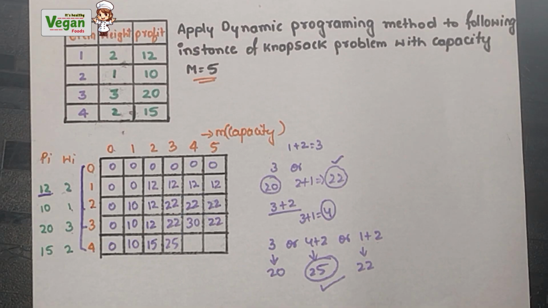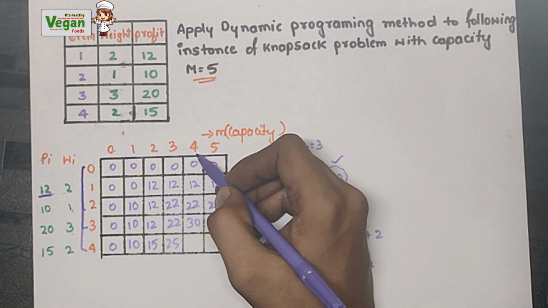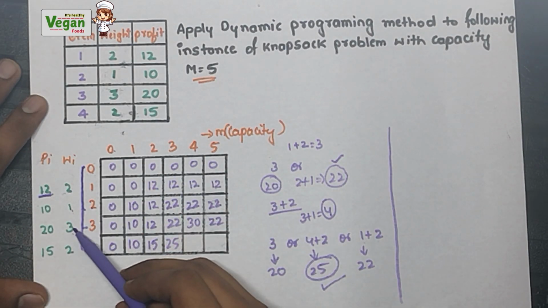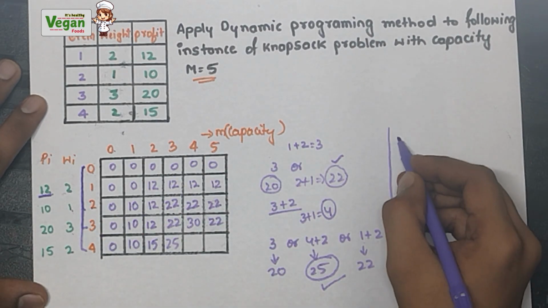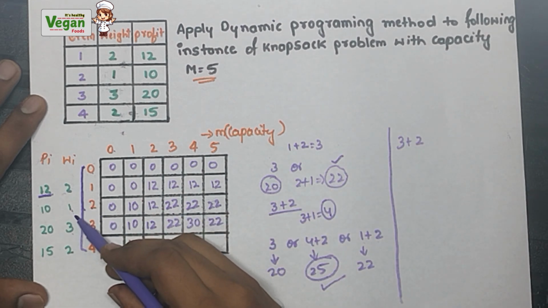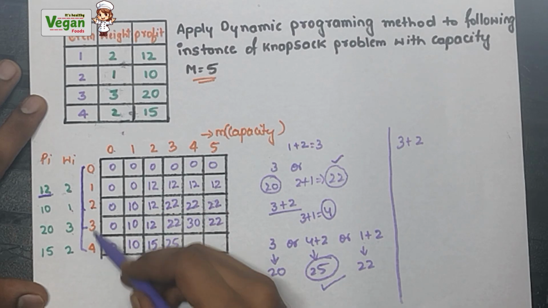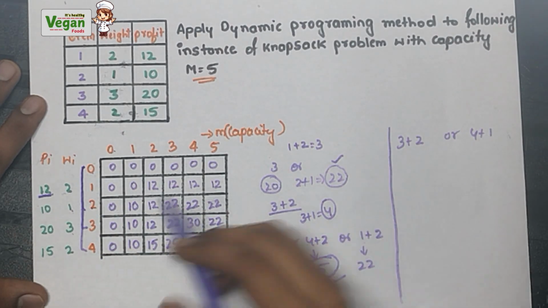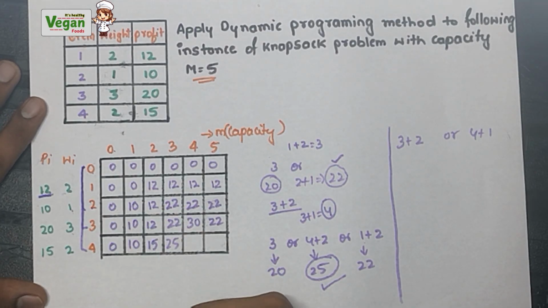Next, only 2 boxes are remaining. Capacity is equal to 4. While capacity is equal to 4, either you can add the third item and second item, because 3 plus 1 will be 4, or you can add fourth item and first item, because 2 plus 2 is equal to 4.